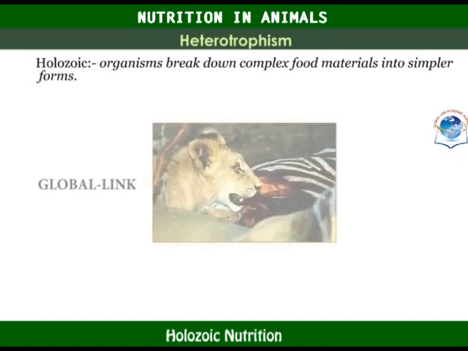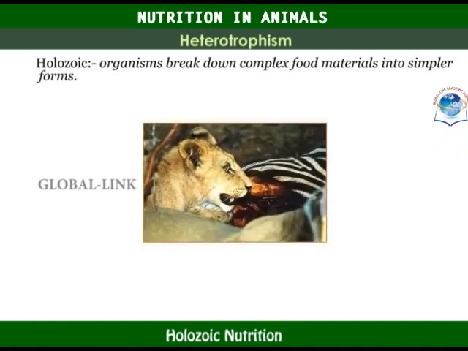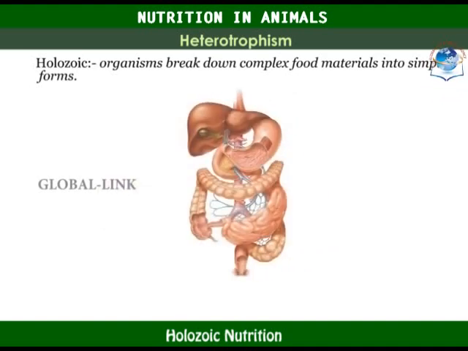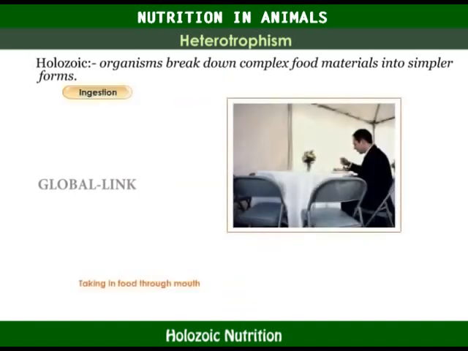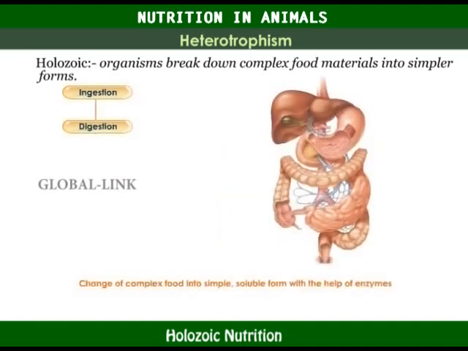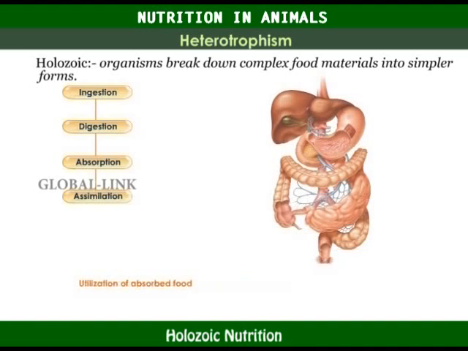Holozoic nutrition involves taking in of solid complex food and breaking it into simpler forms. This involves a specialized digestive tract called the alimentary canal. It involves ingestion, digestion, absorption, assimilation, and egestion.